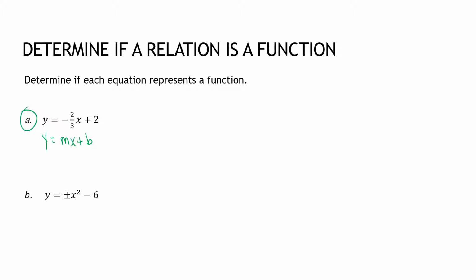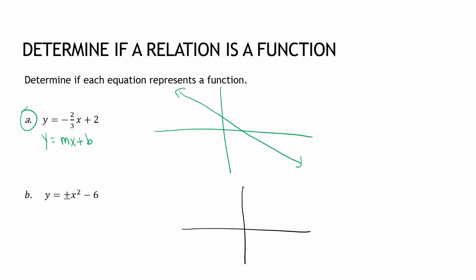But what I know is this is going to be a line, which means if I were to graph this, it's going to look something like this. And is that going to pass the vertical line test? Yes, it is. The other one, we really haven't talked about how to graph these, but this plus or minus here is what's going to make this be a no.